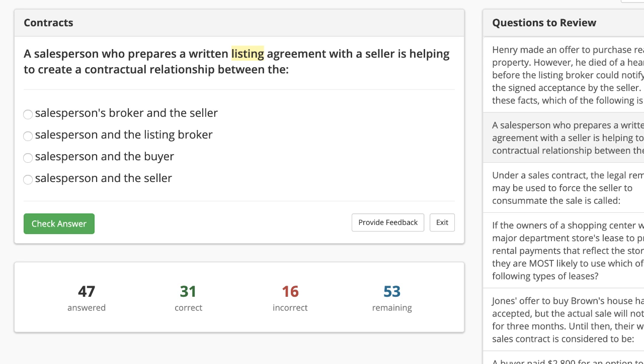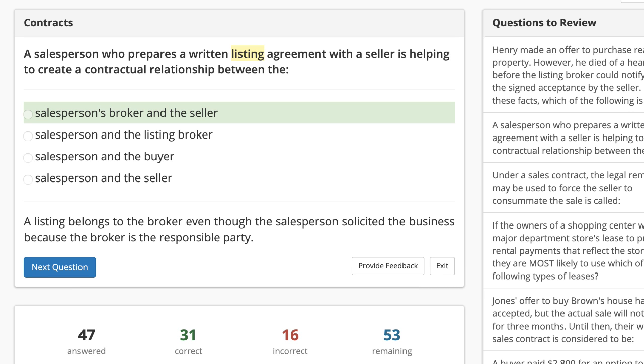So a salesperson who prepares a written listing agreement with the seller is helping to create a contractual relationship between the salesperson's broker and the seller. So it looks like we mostly understand that the actual listing agreement is always going to be between the broker, technically, the responsible party, and the seller. Even if the salesperson is doing all the go-betweens and stuff like that, they're ultimately not held responsible in the same way that the broker is.